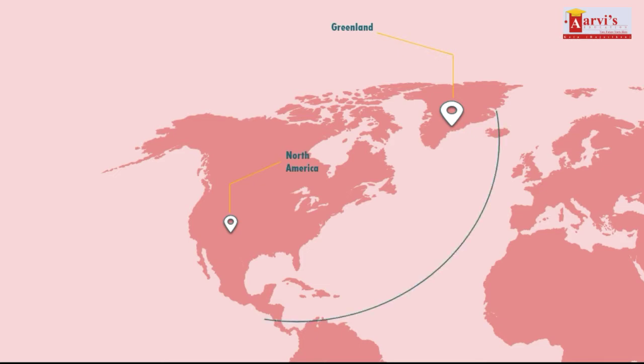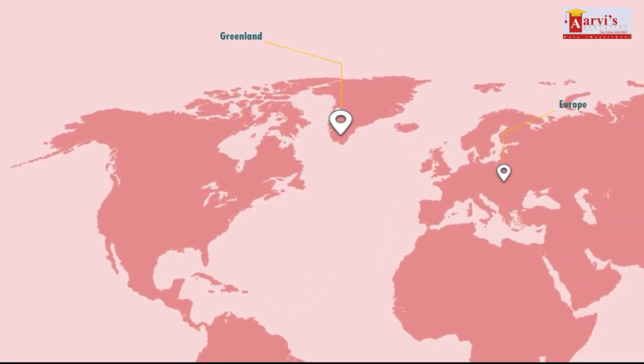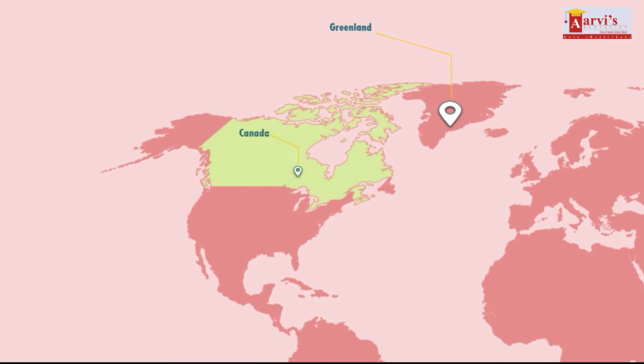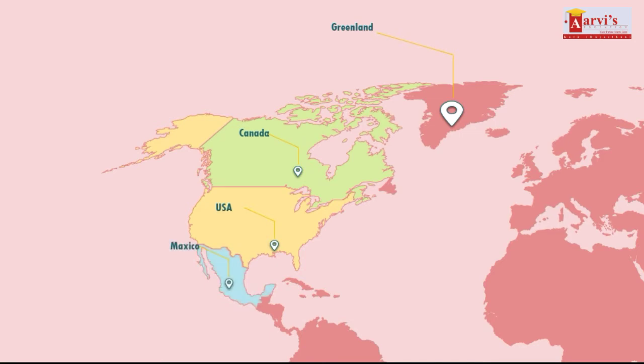Though geographically it is part of North America, Greenland has been politically and culturally associated with Europe, as it was a colony for more than a century. Greenland resides on the North American tectonic plate. It is not geologically separated from Canada, the United States, and Mexico.